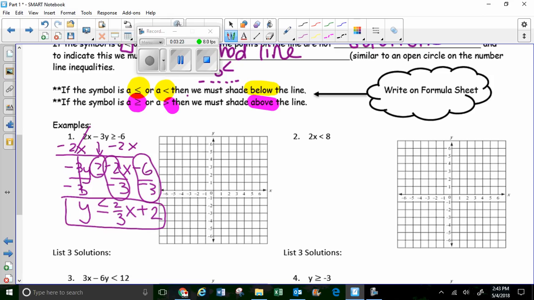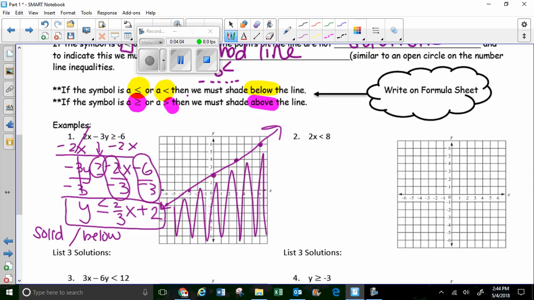Now before I go to the graph, I like to write down what kind of line. Because the less than has an "or equal to" underneath, I'm going to write down that it's going to be a solid line. And you have to read the symbol out loud. It's less than. So that means it's going to be shaded below. So go ahead and start at 2 on your y-axis, and then go up to the right 3 and put a point, or down to the left 3. Draw yourself that solid line, and then shade below.